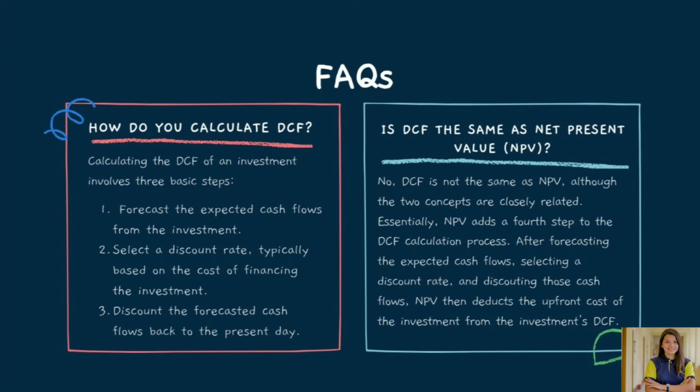So for the next question, is discounted cash flow the same as net present value? No, discounted cash flow is not the same as net present value, although the two concepts are closely related. Essentially, net present value adds a fourth step to the discounted cash flow calculation process. After forecasting the expected cash flows, selecting a discount rate and discounting those cash flows, net present value then deducts the upfront cost of the investment from the investment's discounted cash flow.